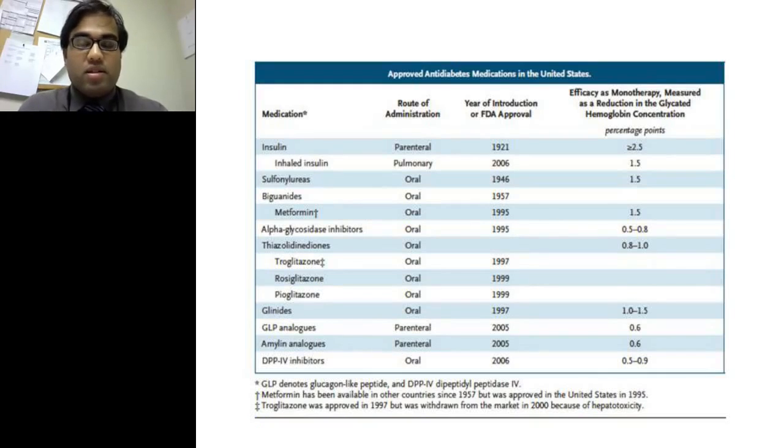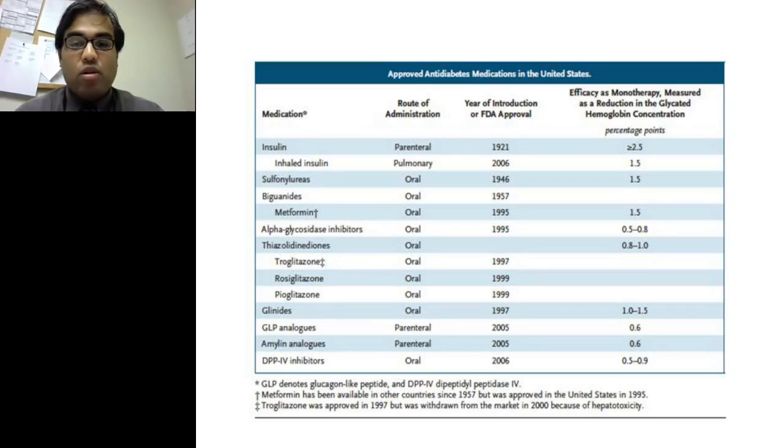Here is a slide of the approved anti-diabetic medications in the United States. I placed this slide here just to show that we've had a dramatic increase in the amount of new medications over the last 20 years. But at the same time, you can see that their effectiveness when it comes to their use as a single agent, as it relates to reduction in hemoglobin A1C, may not be thought to be that great.